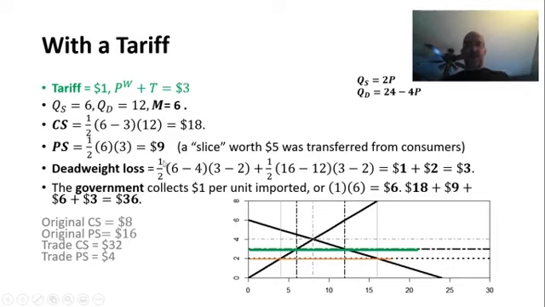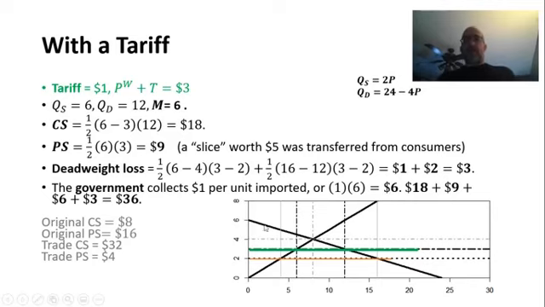Final thing is that remember, imports have dropped. Imports were higher, but now they're only 6, because there's less demand and more supply at home. There's only 6 units imported, and that's the gap from 12 to 6. And for every one of those 6 units, the government collects $1. So the government collects $6 on this tariff.